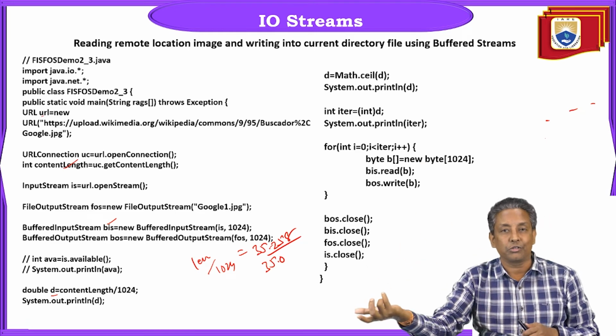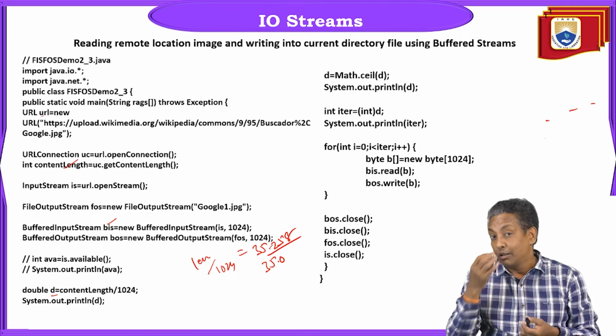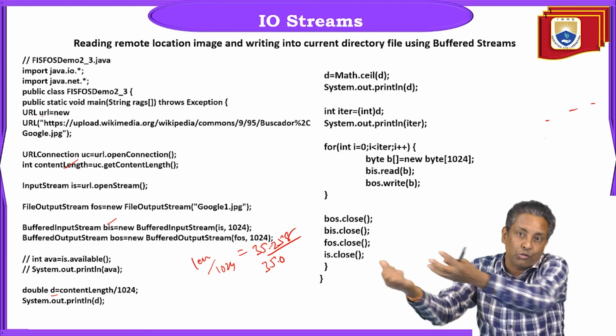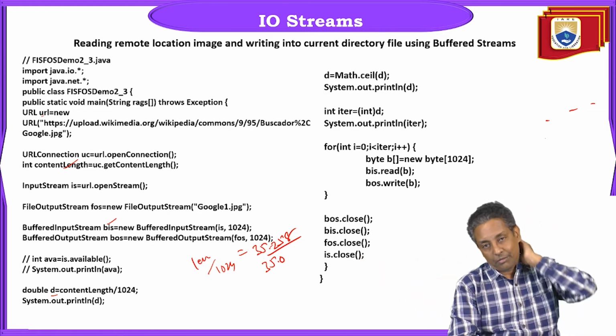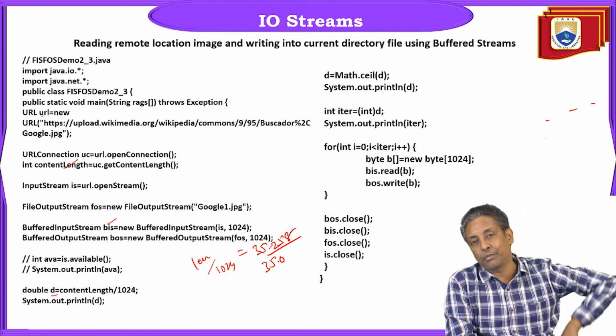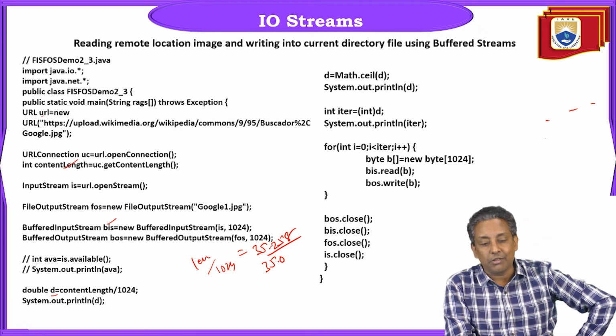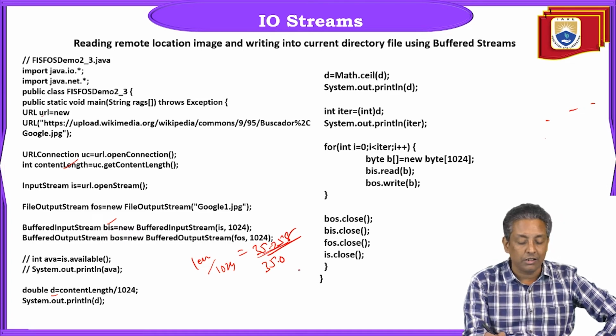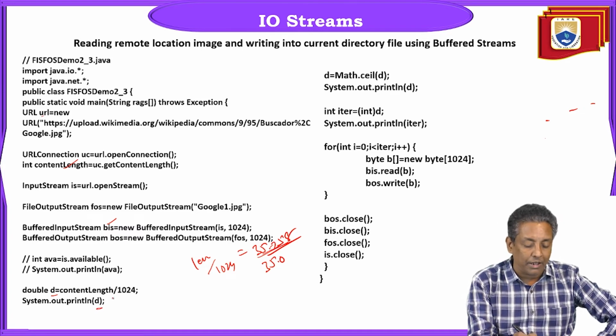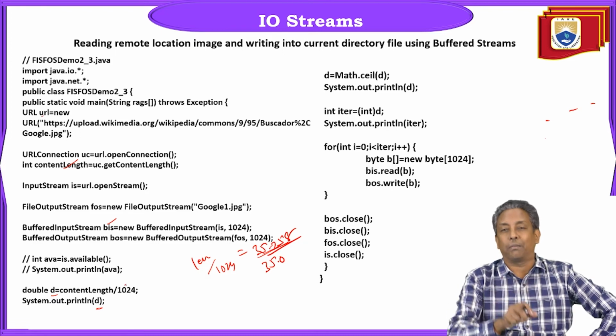By dividing the length by 1024, we come to know how many iterations we need to read the whole file, because it's not read line by line or byte by byte. It's buffer by buffer. So that is why we are finding the length divided by 1024. You will get some value like this. Every time I am printing that value to debug the application.